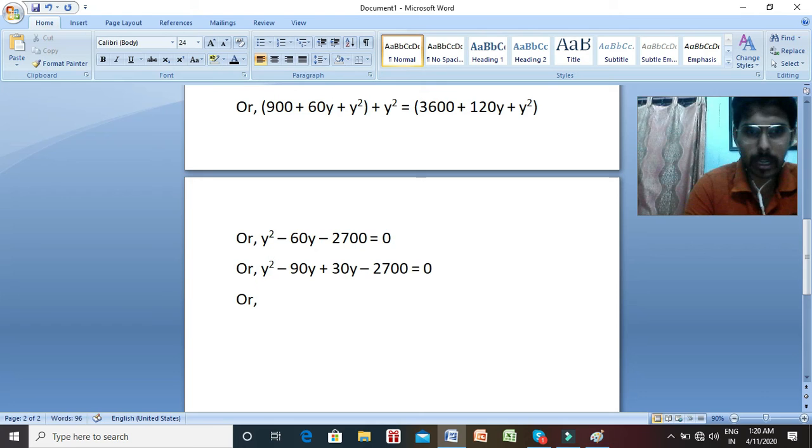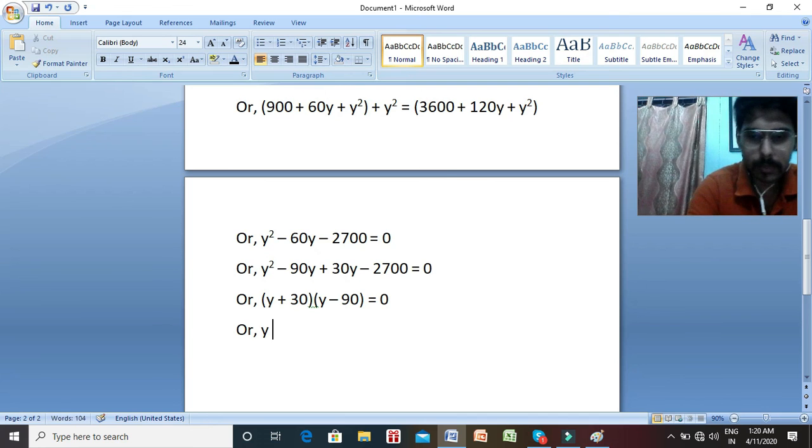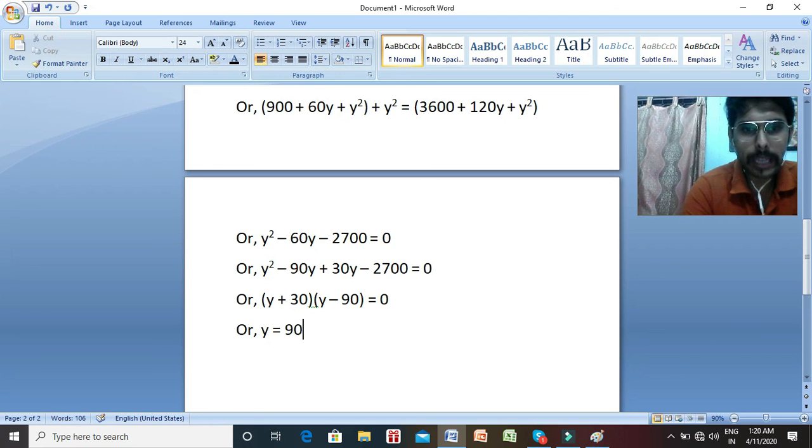So finally we can factorize this one. It should be y plus 30 and in bracket y minus 90, and that should be equal to 0 as well. Okay, so that is the final factorization, and finally we are getting our answers for y. So y can be only 90. So y can only be 90 meter.